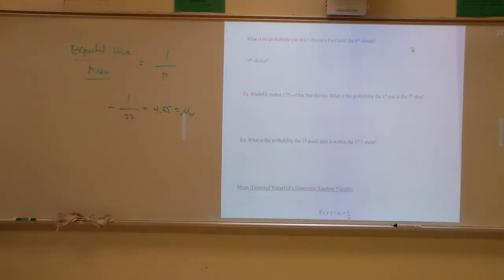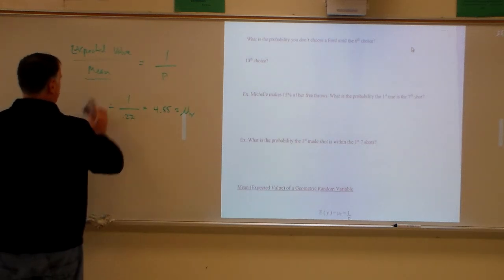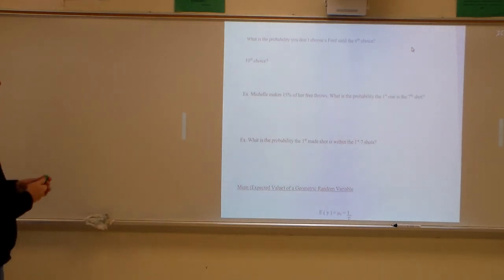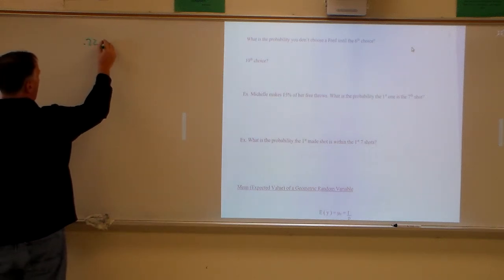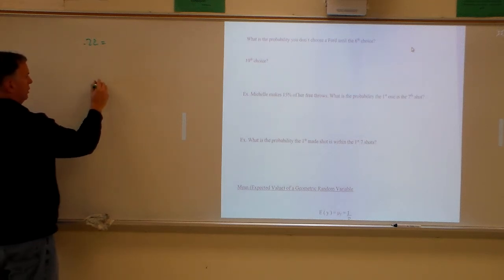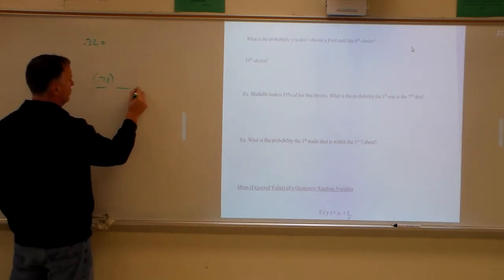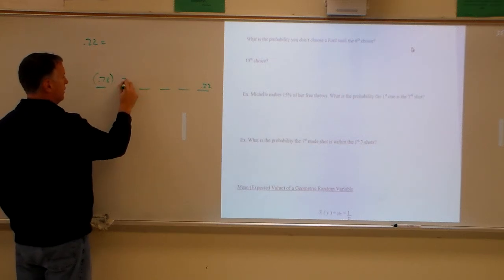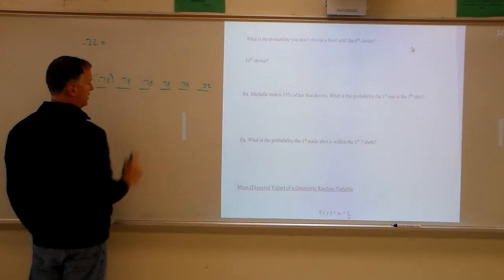Okay, so again, I'm going to show you how to do this out. To me, doing this out is the way to go. So, what's the probability you don't choose a Ford until the sixth choice? If the probability you choose a Ford is 0.22, what's the probability you don't choose a Ford? 0.78. So there's my first choice. Sixth choice, 1, 2, 3, 4, 5. Here's my sixth choice. Fail, fail, fail, fail, success.